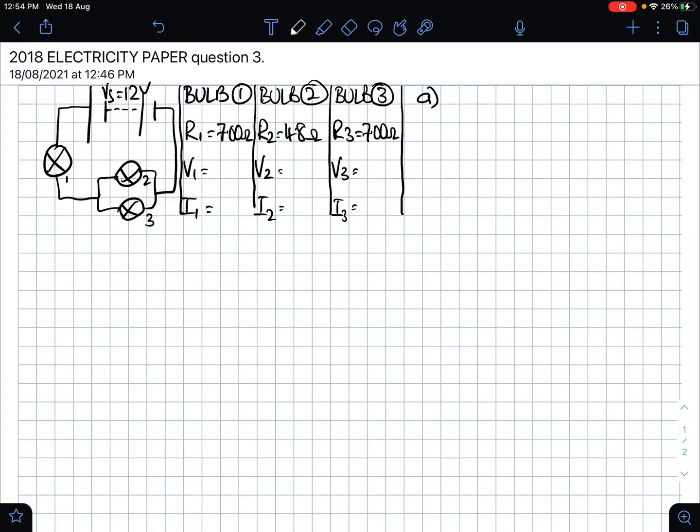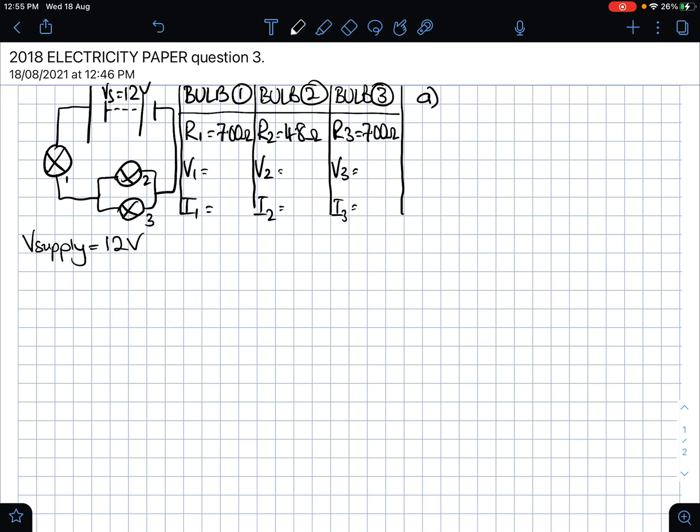Hi everybody, I'm going to go through the 2018 electricity paper and I'm going to look at question 3, which is what you had for homework. I've drawn the circuit here and you can see I've got one bulb number 1 in series and then bulbs 2 and 3 in parallel. And I've set up a little table by the side here so that I can keep track of the individual components, okay? The things I know are the supply voltage, which is 12 volts, okay?